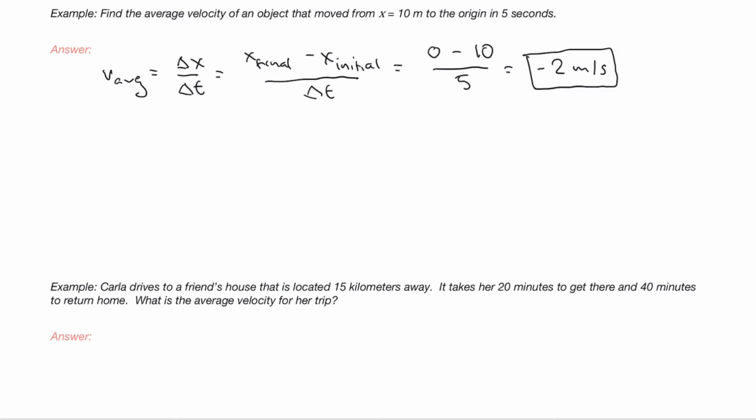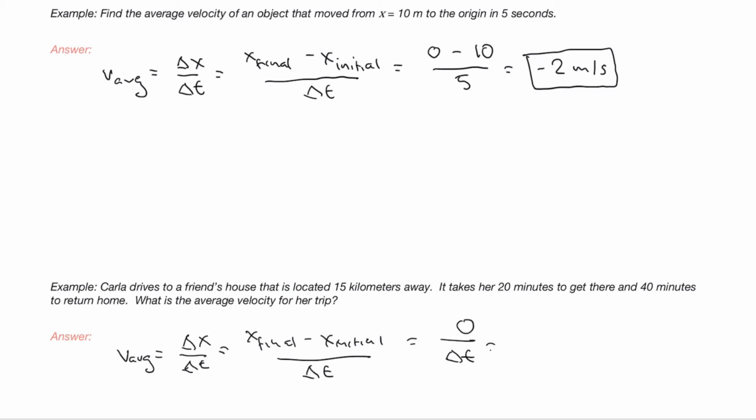Here's another example that shows the difference between average velocity and what we would think of as speed. In this case, Carla drives to a friend's house, but then returns home. So Carla drove in a loop, and as we saw before, that means her displacement is 0. And if the displacement is 0, then the average velocity is also 0.